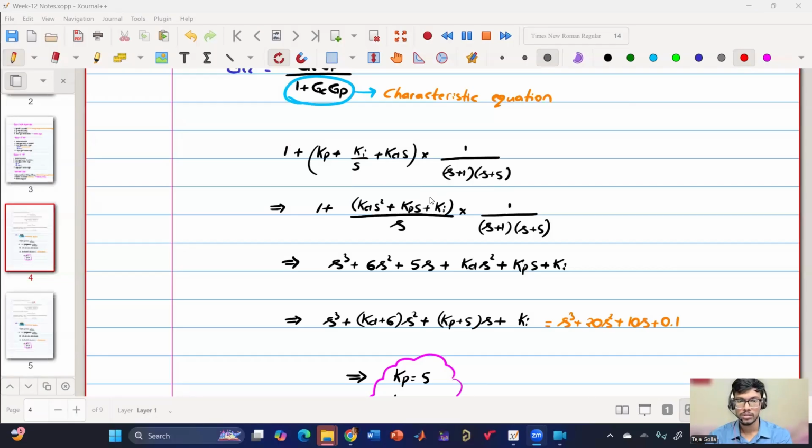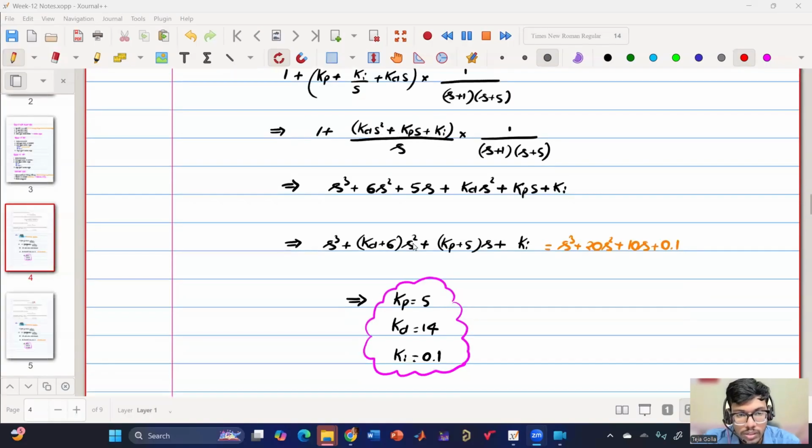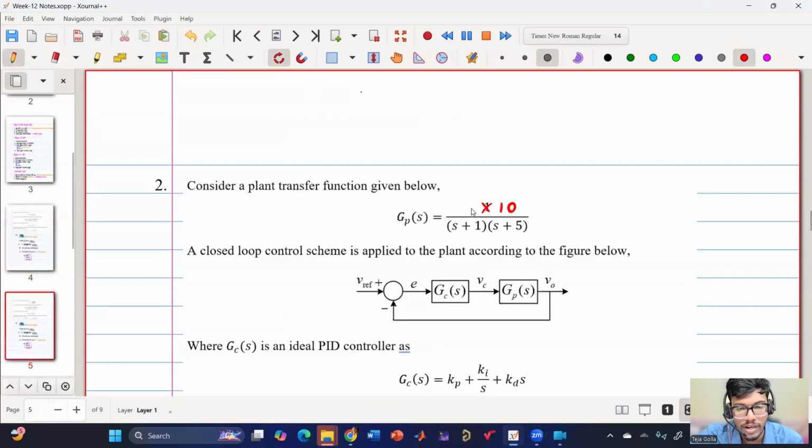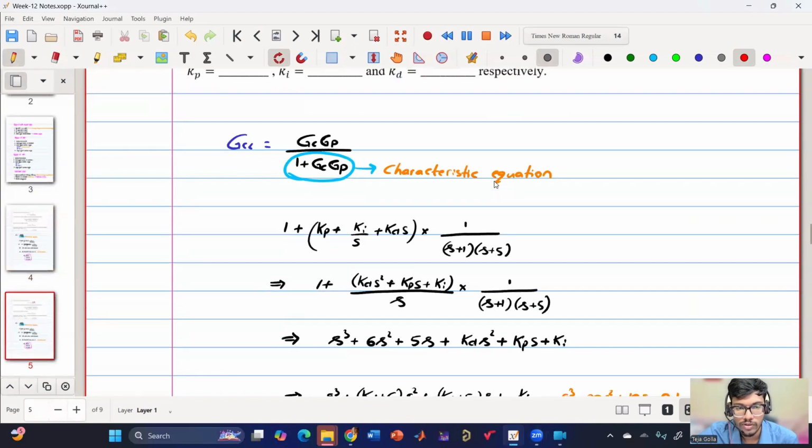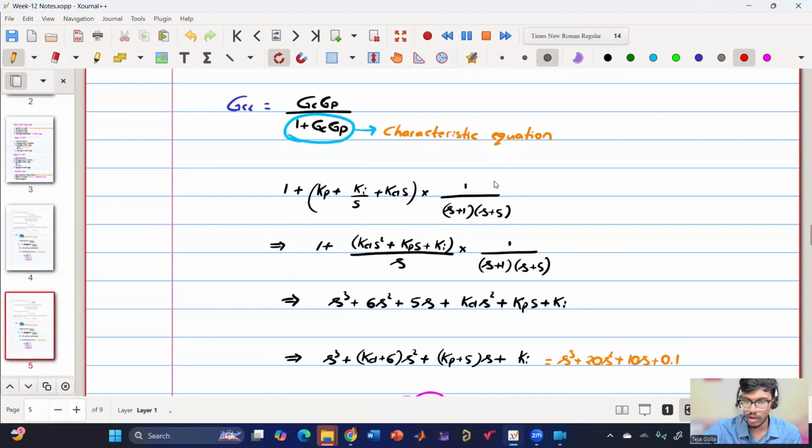Yes, sir, I'm able to solve the third step. Okay. So you got these gains? Yes, sir. Okay, so now let us move to the other problem where I have given the DC gain to be 10 instead of 1. So if we see, this has become 10 now, and this also has become 10. So now let us solve.